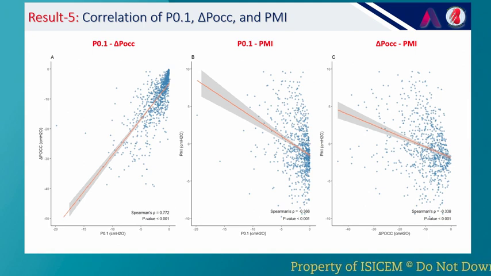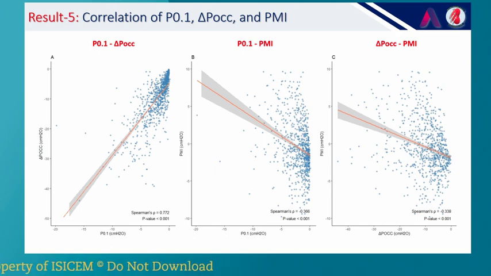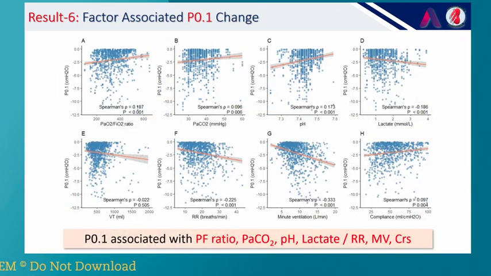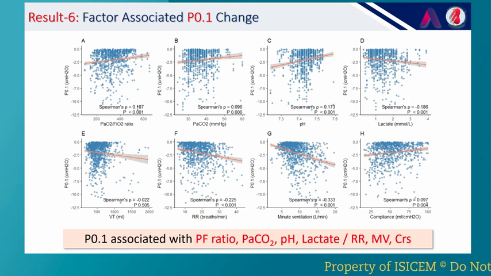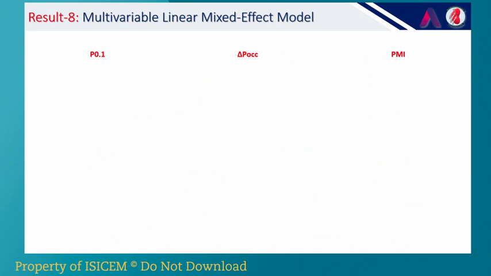But PMI is harder to measure, and it is not nearly as reproducible and reliable as Pocc in our experience, and I think that's what the literature supports. So its correlation with Pocc and P0.1 is less robust. What are the factors that are associated with the change in P0.1 if you apply a greater level of pressure support? Well, these are the things you would expect: the PCO2, the pH, the lactate, the respiratory rate, the minute ventilation. So that kind of half validates that this is a reasonable assessment of pressure support effects on respiratory drive.